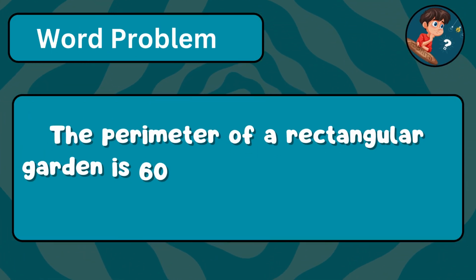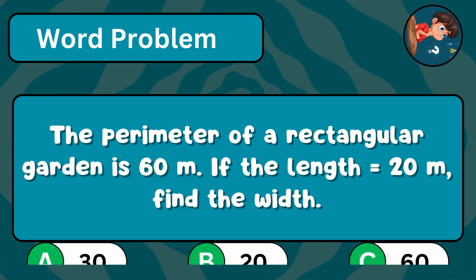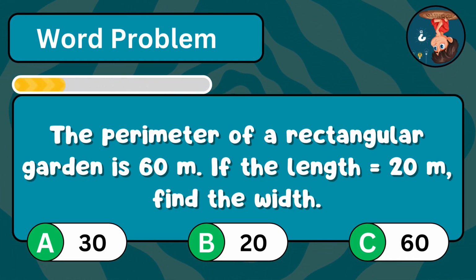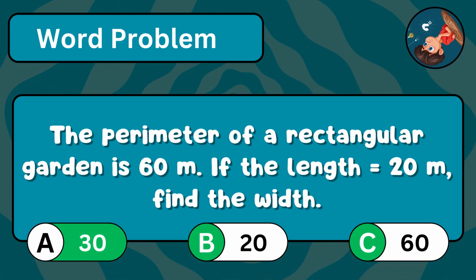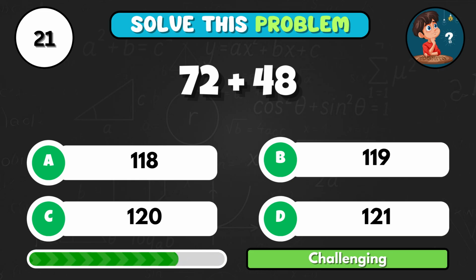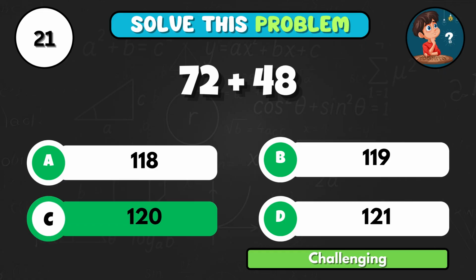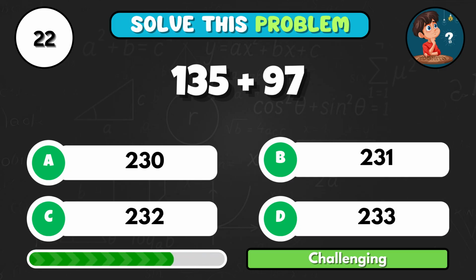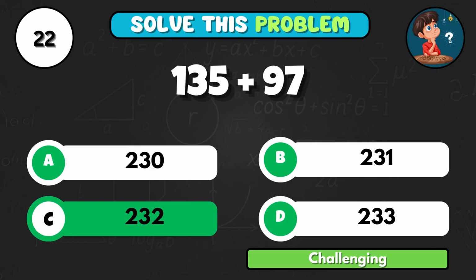The perimeter of a rectangular garden is 60 meters. If the length is 20 meters, what is the width? 72 combined with 48 makes... Option C is correct. You get 120. Add 135 and 97. Go with option C. That's 232.